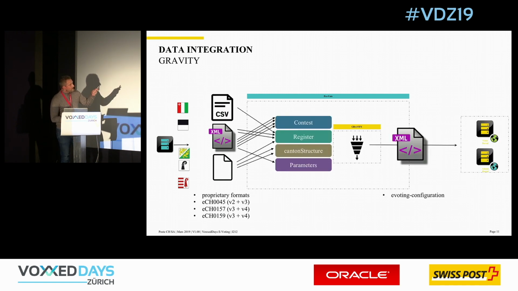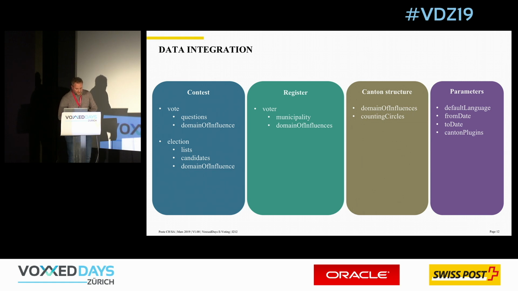And then we have to keep all this data to generate 4 types of data: the contest, the register, the cantonal structure, and some parameters, to at the end build one XML file which will configure the voting systems. I will come back to the 4 types of data. First, the contest. The contest is basically eCH 157 and 159 files. It contains either votes or elections, so the questions, the lists, and the candidates to be elected. The register is mainly all the voters with their rights. Cantonal structure is all the municipalities defined in districts or however the canton is defined. And the parameters just define, for example, a default language, and that the ballot box will be opened from one date to another date.